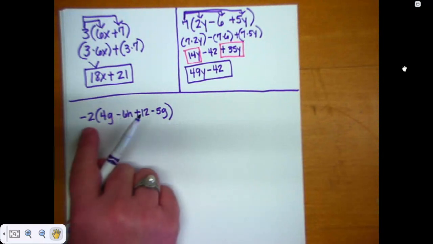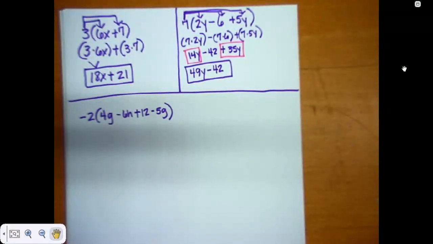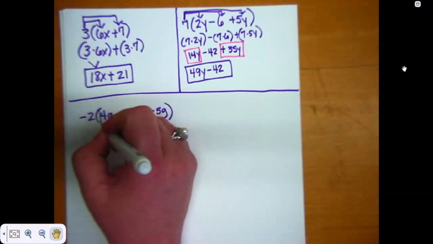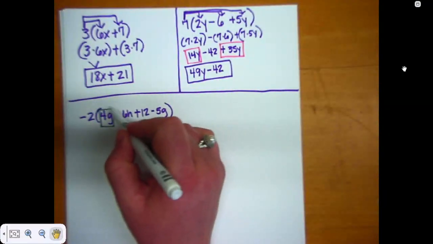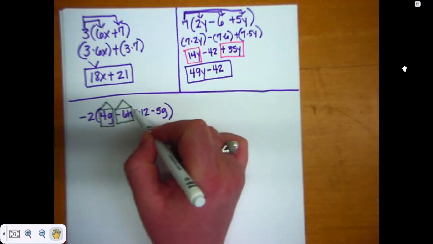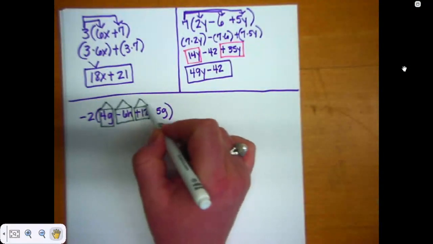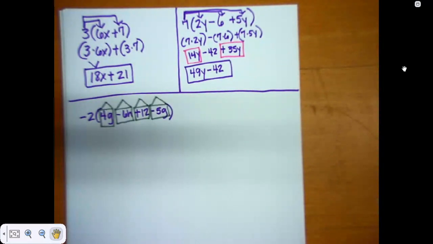So you are going to multiply each term. So I'm going to go ahead and square off each term. This one is positive 4g. This one is, remember these are our houses, negative 6h, positive 12, and negative 5g. So let me show you how this works.